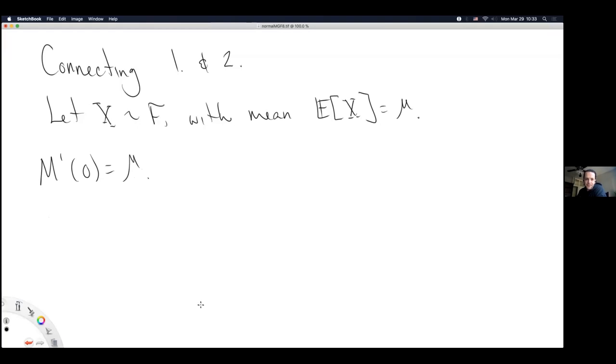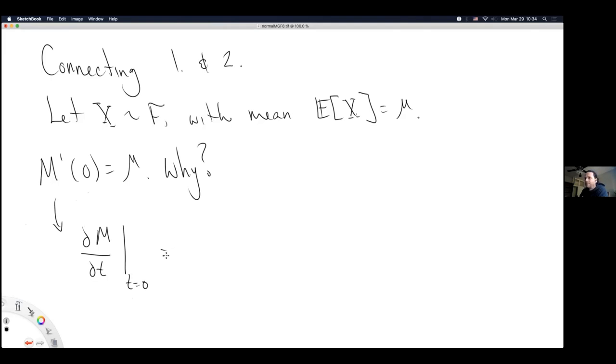This is annoying notation, but this is what's going on. Here I am connecting moments with the mean. So I'm using the moment generating function to give me the mean mu. But the question is, why does this work? M prime is just fancy notation for a derivative. So this is really: take the derivative of M with respect to t, and then evaluate it at t equals 0.